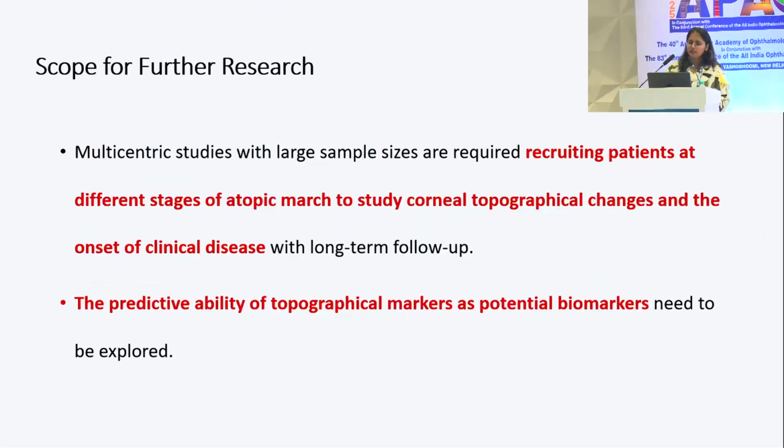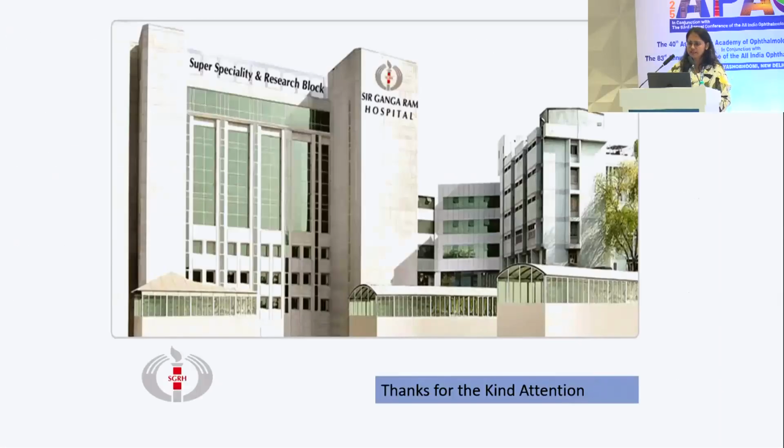So, scope for further research is that multicentric studies with large sample sizes are required, recruiting patients at different stages of the atopic march to study corneal topographical changes and the onset of clinical disease with long-term follow-up, and the predictive ability of topographical markers as potential biomarkers needs to be explored. These were my references. Thank you.